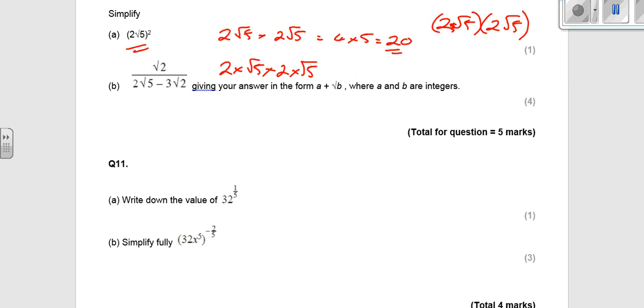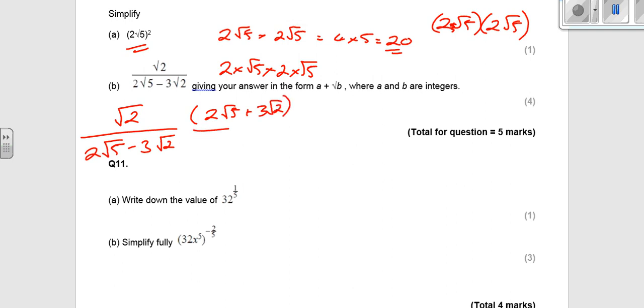Now, next one, easiest mark to begin with. So we times the top and bottom by the conjugate. And remember, the conjugate is just whatever's on the bottom, and you change the sign. So you're going to times the top by 2 root 5 plus 3 root 2, times the bottom by 2 root 5 plus 3 root 2, then you've got yourself an easy mark.